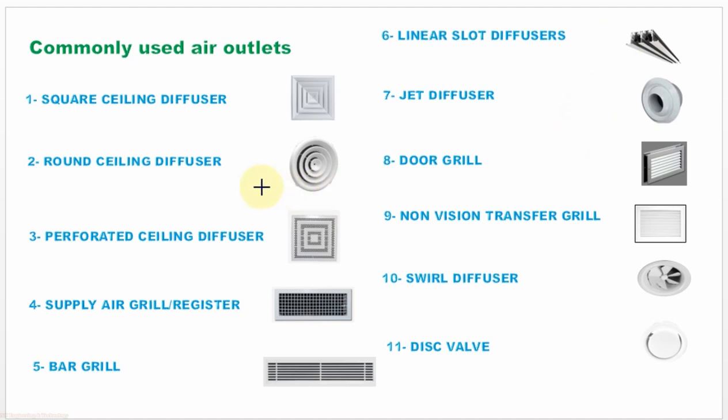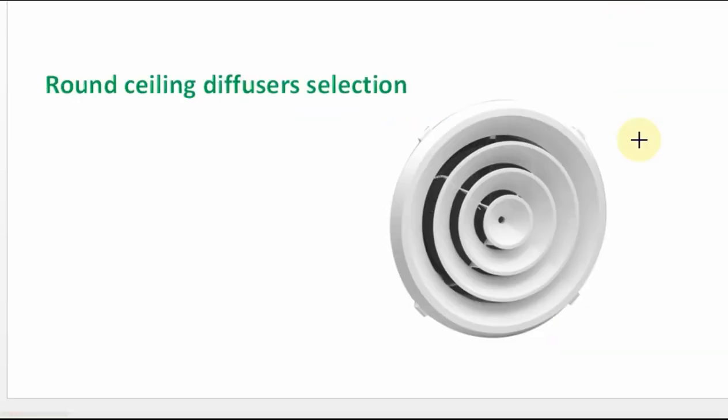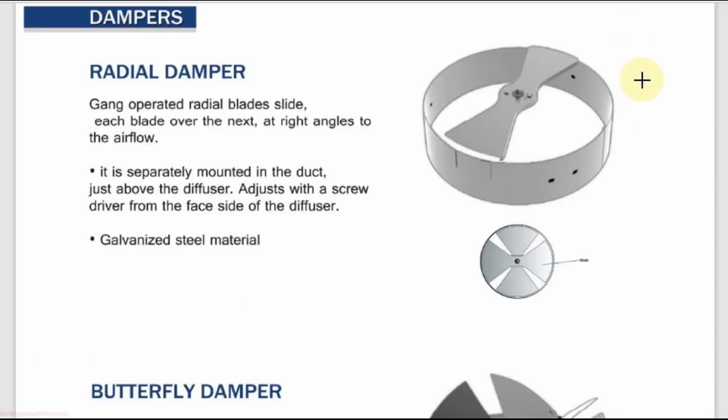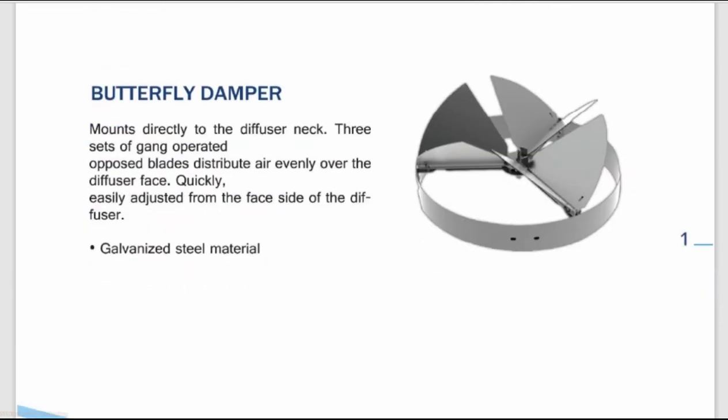Now we will learn how to select round ceiling diffuser, perforated diffuser, door grill, non-vision transfer grill, swivel diffuser, disc valve, etc. How to select round ceiling diffuser. These are commonly used volume control dampers which we use with round ceiling diffuser. This is radial type and another one is butterfly type.